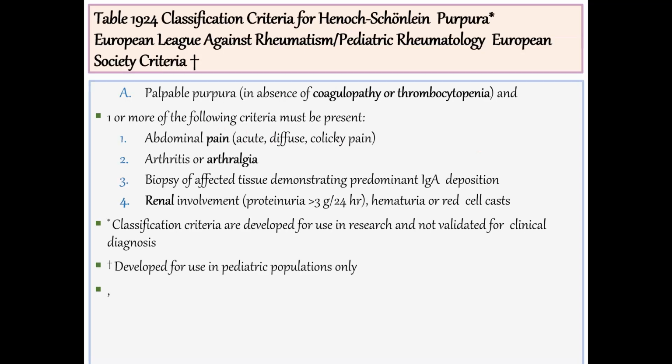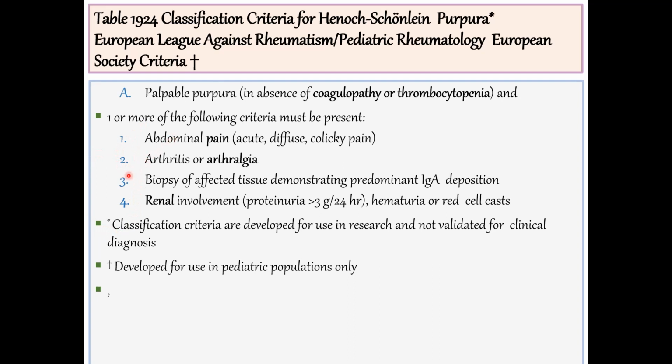Table 192.4 Classification criteria for Henoch-Schönlein purpura. European League Against Rheumatism or Pediatric Rheumatology European Society criteria. A palpable purpura, in absence of coagulopathy or thrombocytopenia, and one or more of the following criteria must be present. 1. Abdominal pain, acute, diffuse, colicky pain.